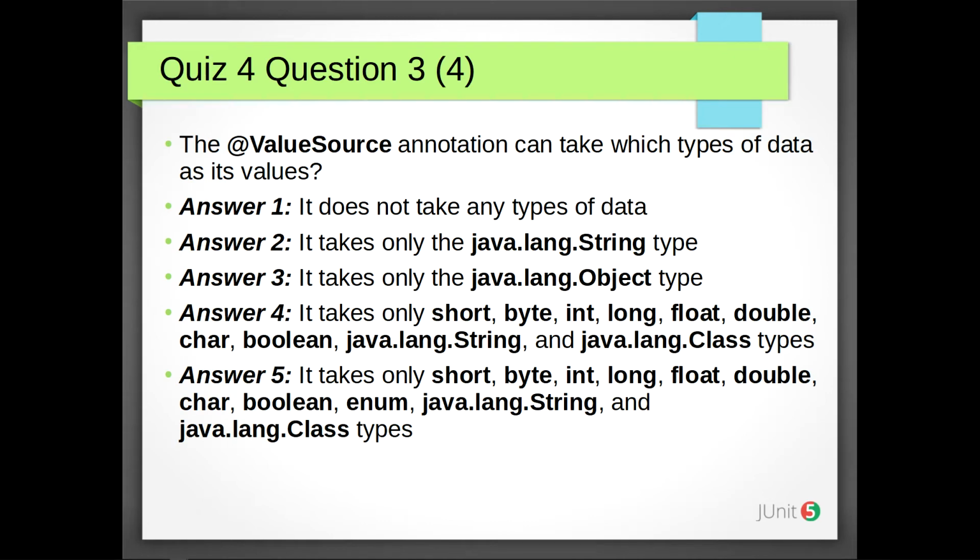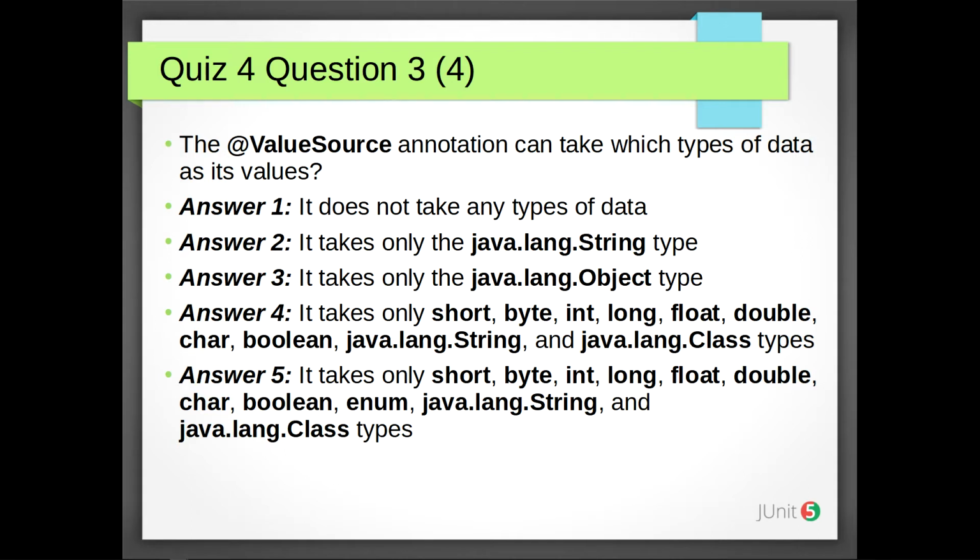The @ValueSource annotation can take which types of data as its values? Answer 1. It does not take any types of data. Answer 2. It takes only the java.lang.String type. Answer 3. It takes only the java.lang.Object type. Answer 4. It takes only short, byte, int, long, float, double, char, boolean, java.lang.String and java.lang.Class types. Answer 5. It takes only short, byte, int, long, float, double, char, boolean, enum, java.lang.String and java.lang.Class types. The correct answer is number 4.